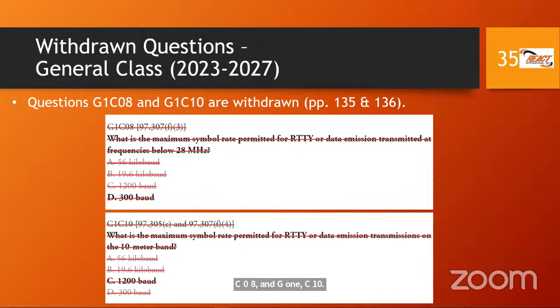In the No Nonsense Guide, it's on pages 135 and 136. But we did show how to read the question pool. So you're looking for G1C08 and G1C10. Those are no longer going to be part of the question pool, and they're no longer going to be exam questions. So just bear that in mind. We will not be going through those questions in the course.